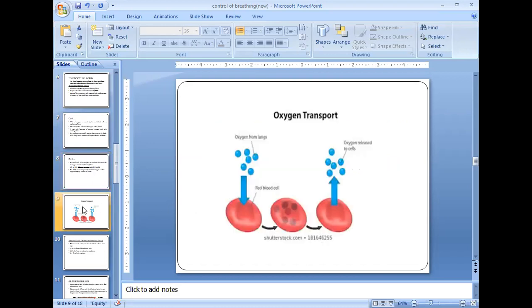Next, with the help of the figure, you can see these are oxygen molecules, oxygen atoms. They are combining with the red blood cells, and in this way it is carrying oxygen to the tissues, and at the level of tissues it will dissociate back into oxygen and hemoglobin.